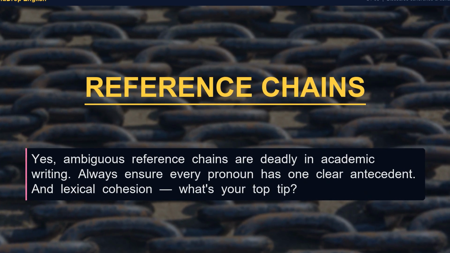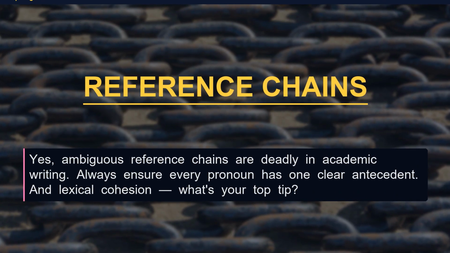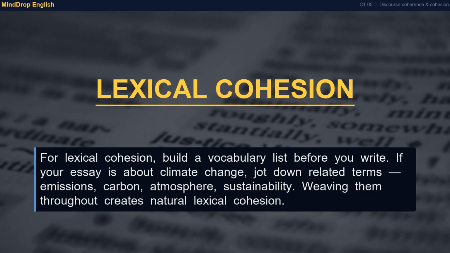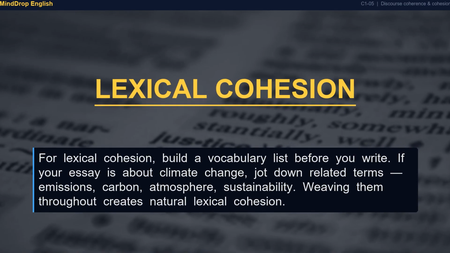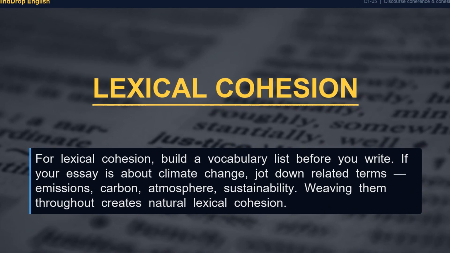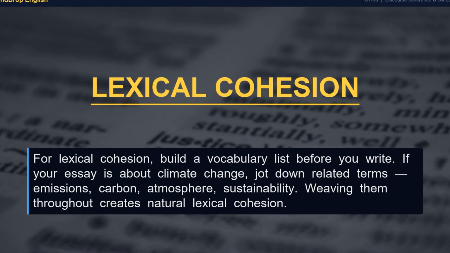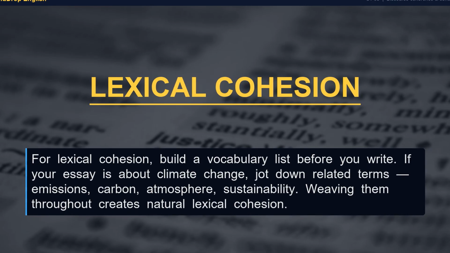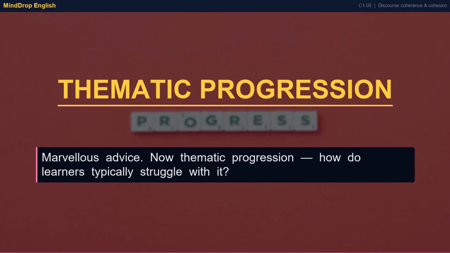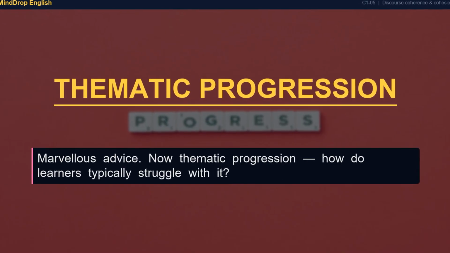And lexical cohesion. What's your top tip? For lexical cohesion, build a vocabulary list before you write. If your essay is about climate change, jot down related terms: emissions, carbon, atmosphere, sustainability. Weaving them throughout creates natural lexical cohesion. Marvelous advice. Now, thematic progression.